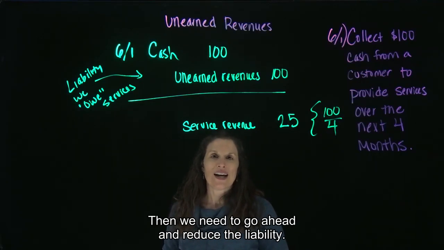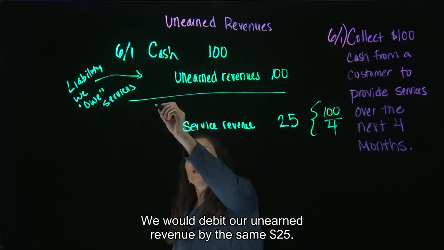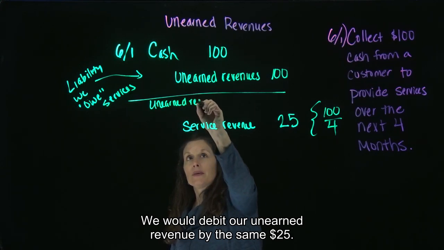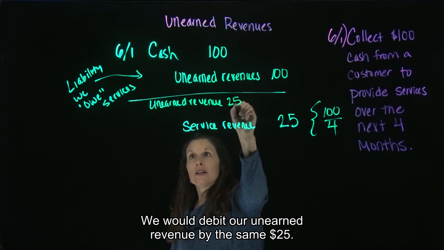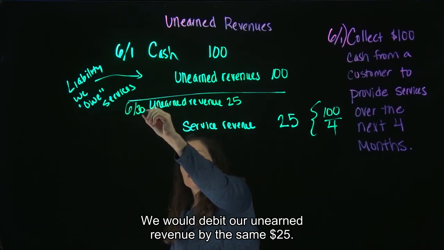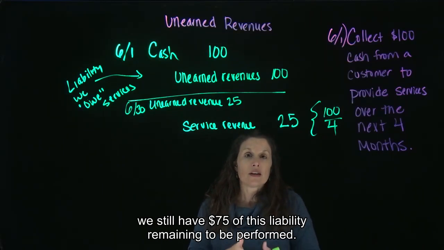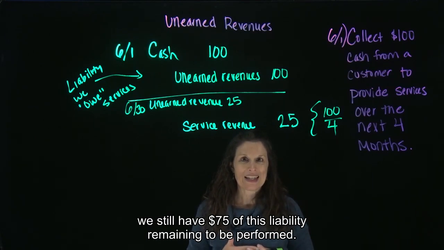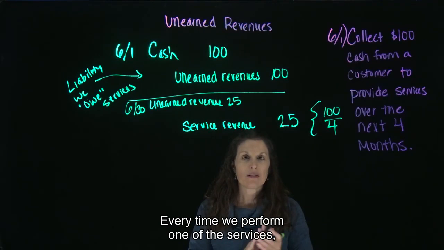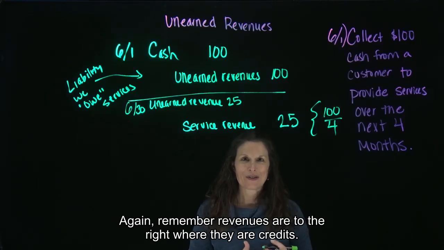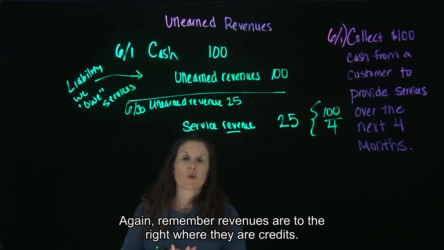Then we need to go ahead and reduce the liability. So we would debit our unearned revenues by the same $25. And again, what that's doing is it's reducing the liability, and we still have $75 of this liability remaining to be performed. So every time we perform one of the services, we would reduce the liability and capture revenues. And again, remember, revenues are to the right, or they are credits.